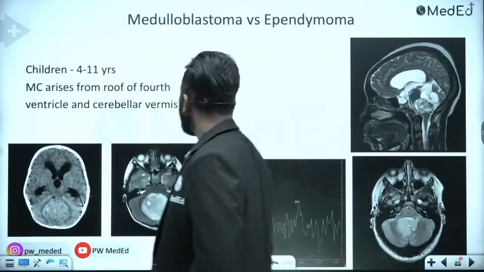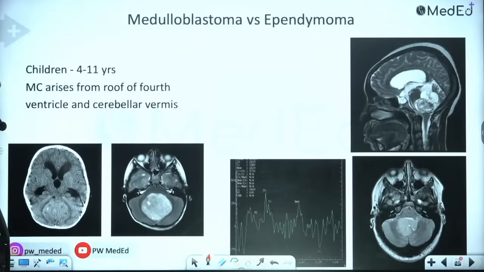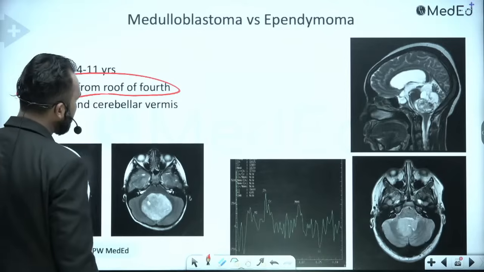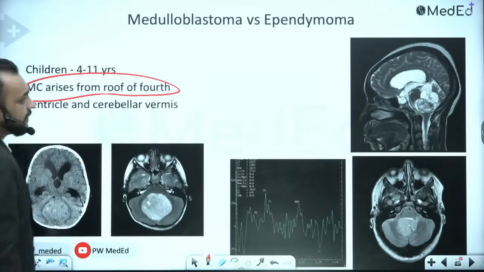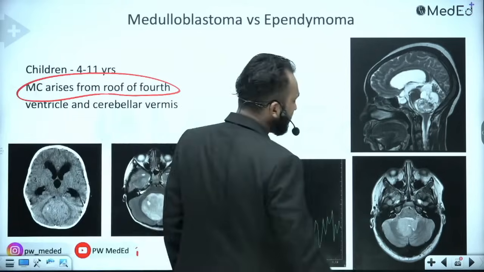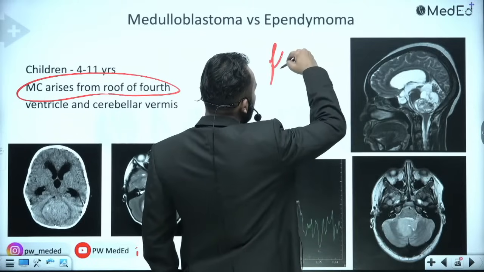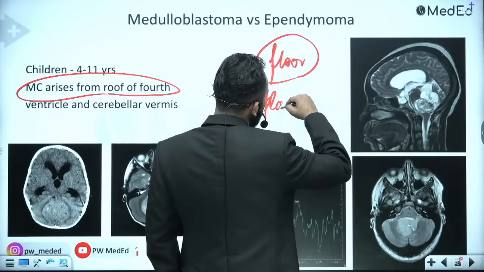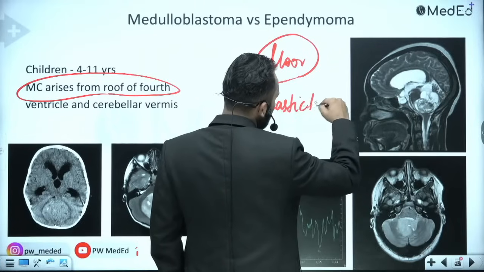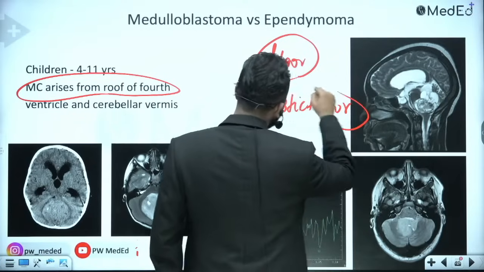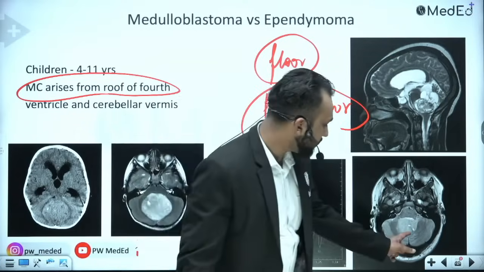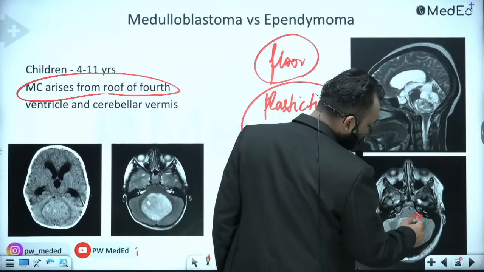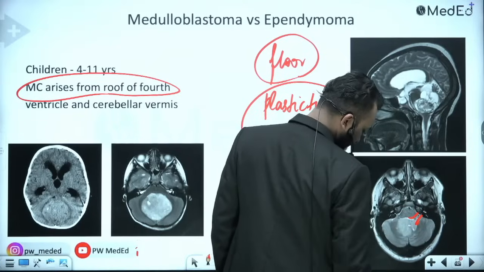So medulloblastoma versus ependymoma. Just remember that medulloblastoma is going to arise from the roof of the fourth ventricle, whereas ependymoma is going to arise from the floor of the fourth ventricle. Ependymoma is a plastic tumor. It means that it can extend from the fourth ventricle through the foramen of Luschka into the CP angle.